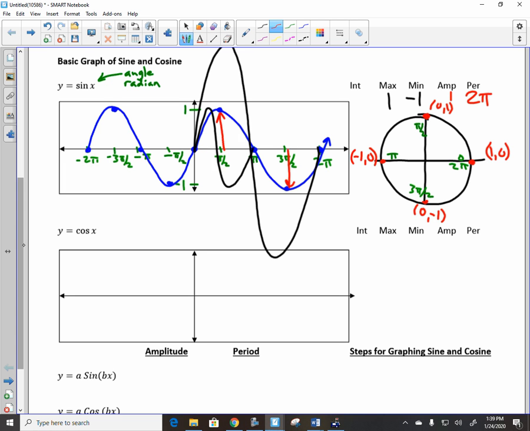That's over the interval from -2 pi to 2 pi. Don't worry about it. We won't do the INT, okay? Nope, don't worry about it.